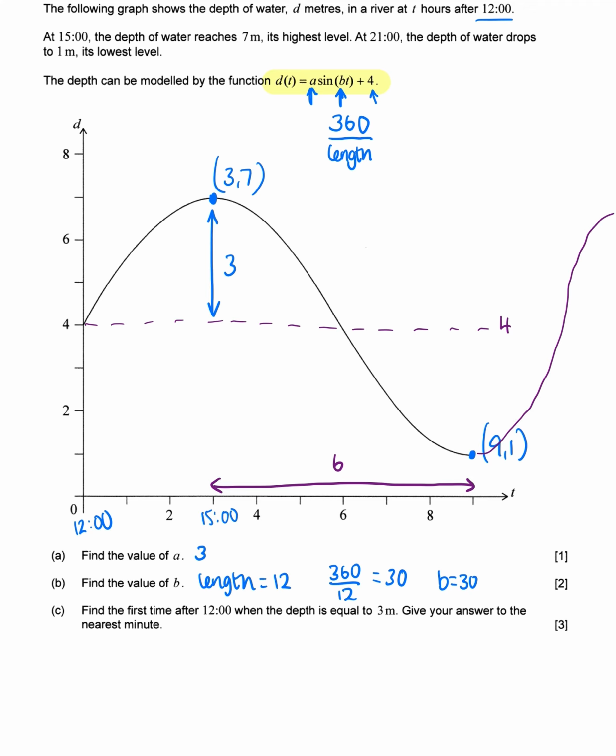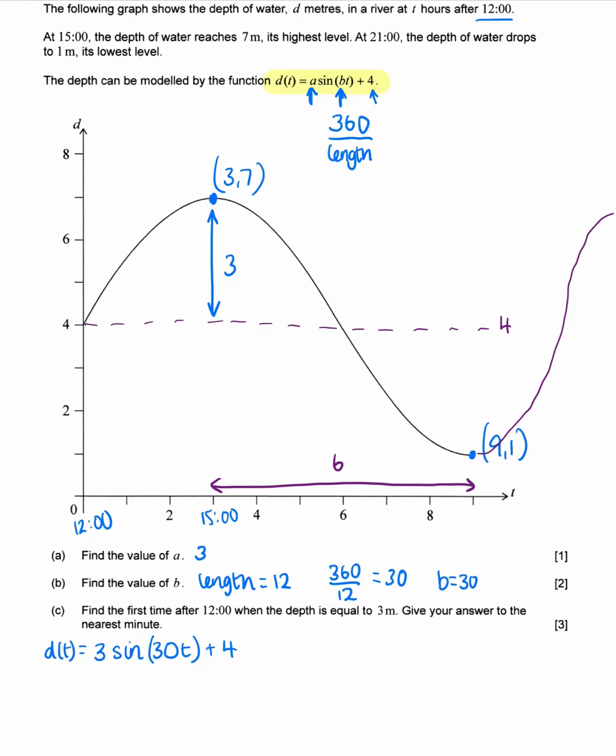And then we have: find the first time after 12 when the depth of the water is equal to 3. So we now have the full equation, but I'm just going to write it out in full. So it's 3, which is my A value, sine of 30t. So I'm just writing out everything I already found into the equation that I was given there in yellow. So 3 sine 30t plus 4. And that's equal to the depth of the water.